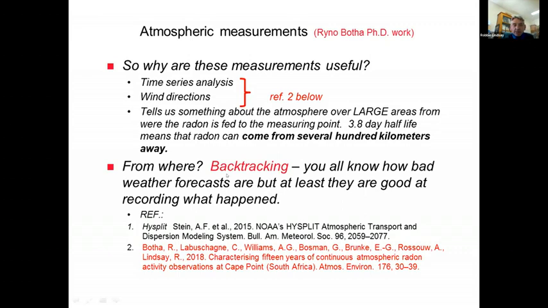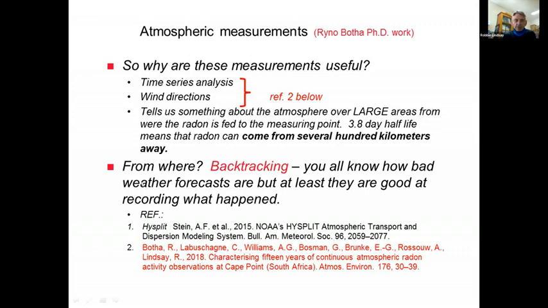So what Reino has done in his thesis then, and what again the Australians looked at in some detail, is to do backtracking. And if you've got a measurement, you then work back by looking at the atmospheric conditions to see where this radon came from. And in that way, you can see that in certain areas, like in the Karoo in South Africa, there's quite a lot of radium in the ground, and therefore it's quite a big source term of radon.